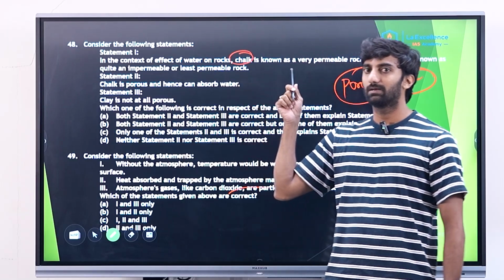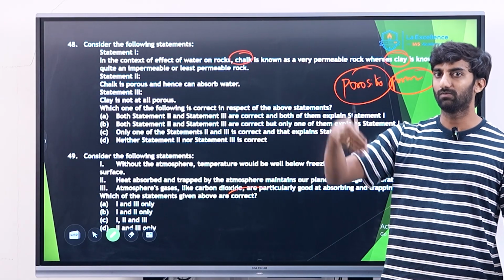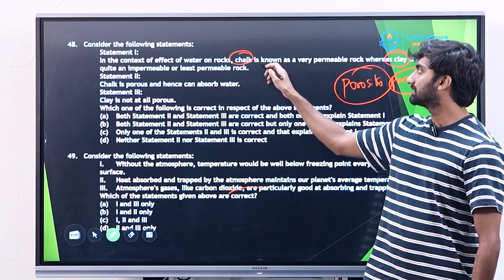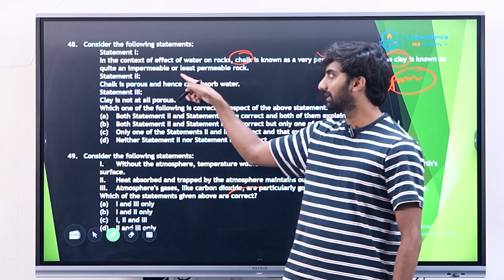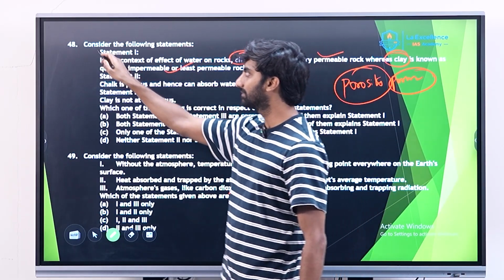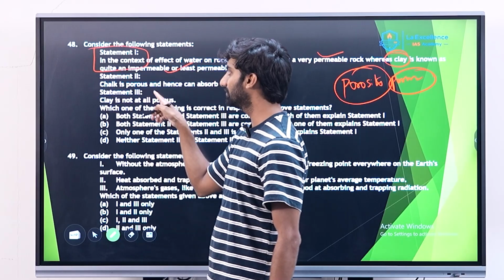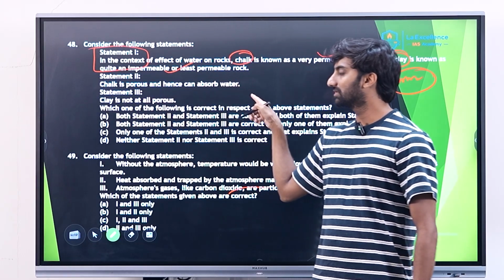Sand, chalk, all these materials are highly permeable. They allow water to pass through them. So chalk is very permeable, true. Clay is impermeable, also true. Statement 1 is true. Statement 2, chalk is porous and hence can absorb water.